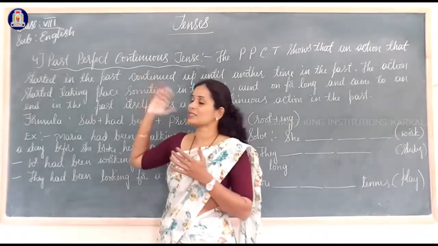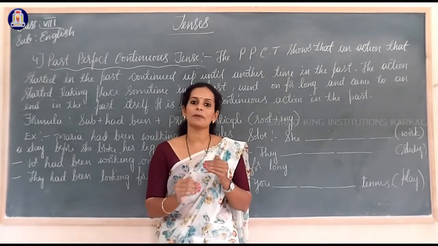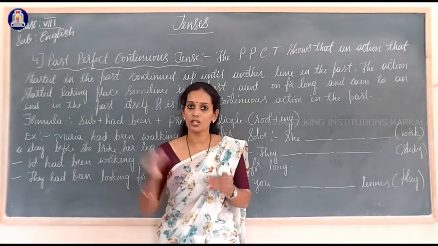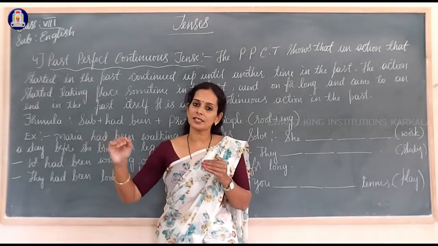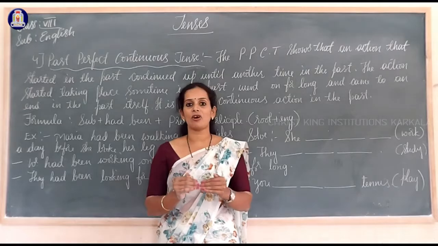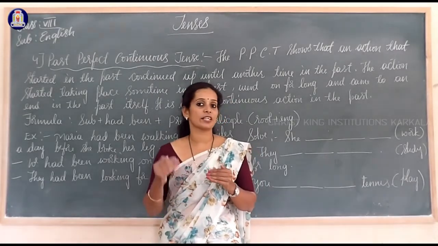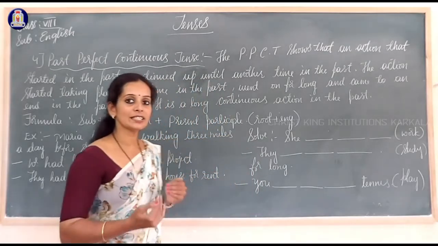Which one? Past perfect continuous tense. The action continues for a long period of time, which begins in the past, continues for long in the past, as well as comes to an end in the past itself. So it is called the long continuous action. Okay, the past perfect continuous tense. So what is the formula?